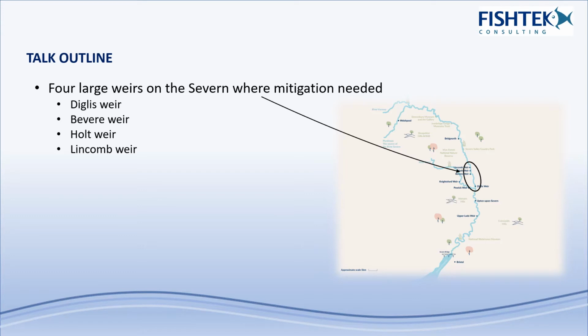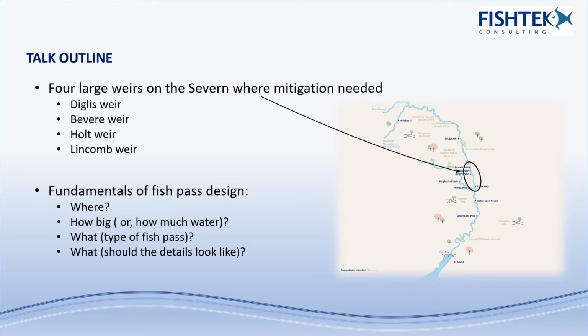So the talk outline is really around these four large weirs towards the bottom of the river. In the schematic on the right hand side here, you can see that they're focused around the area just upstream from the River Teme. So Worcester is about here at Diglis Weir. And then we have the three other weirs upstream, which are Bevere, Holt and Lincomb.